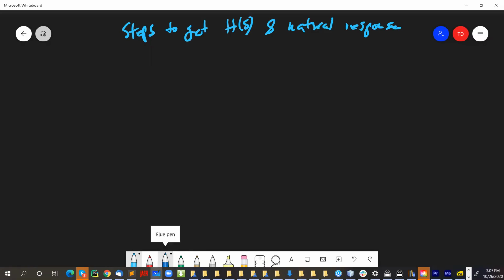So what are the steps that you need to go through? Steps to get the transfer function H(s) and the natural response. So what's the first thing you have to do? Right. Step one, you have to take your actual circuit and draw the small signal equivalent.